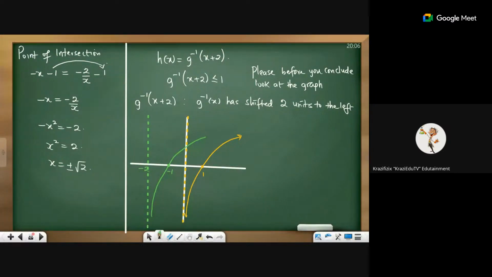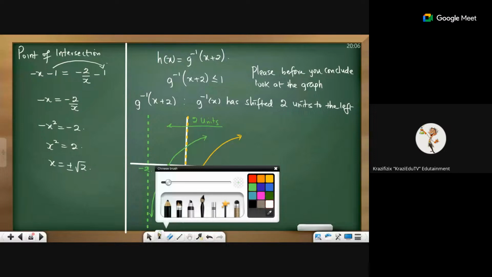Negative 2. Because we are shifting this graph how many units to the left? 2 units. The asymptote also does what? Shifts. That's where you need to look at the graph and remember that.